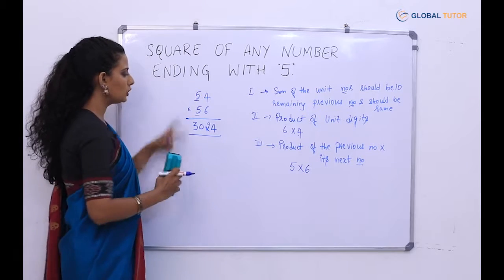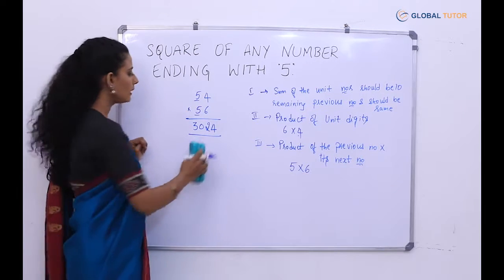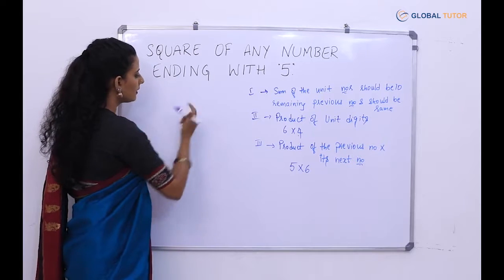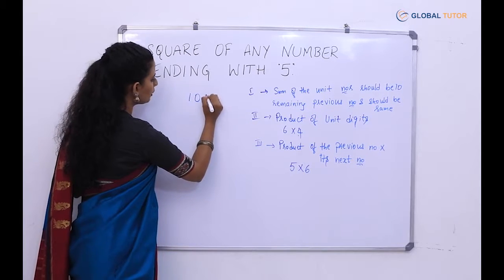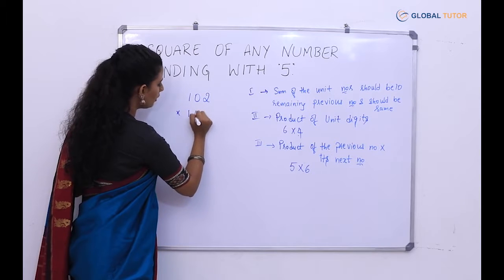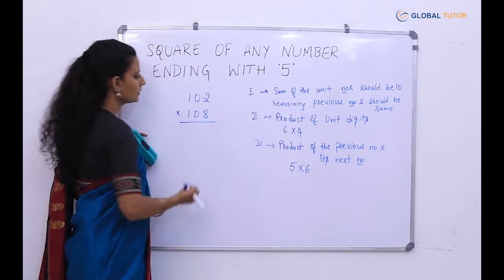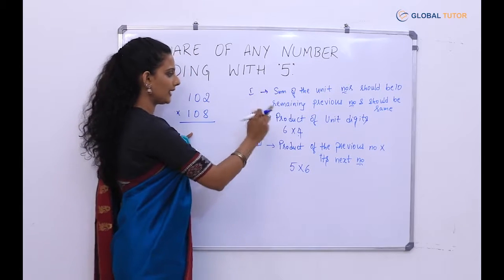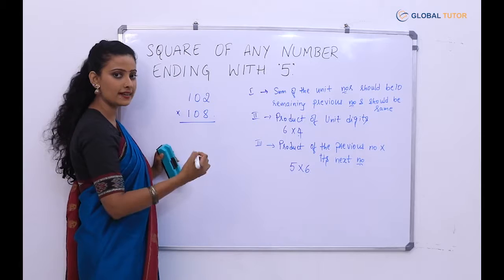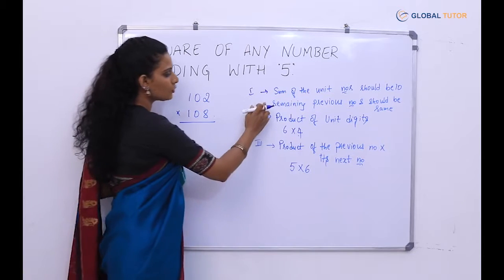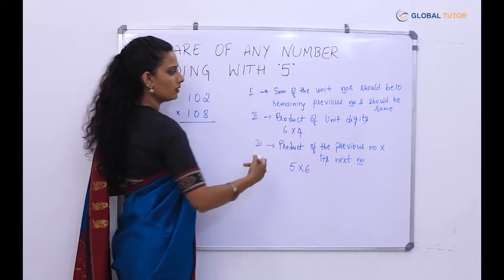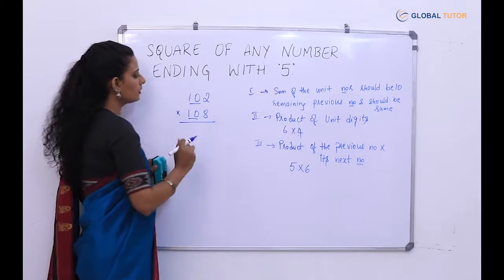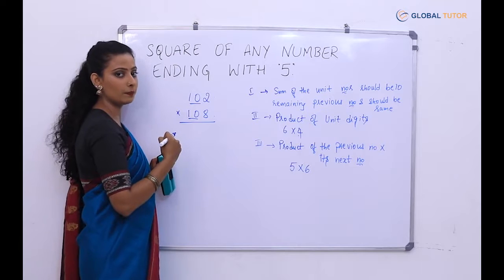Here we did 2 digits multiplication. Now let us try 3 digits. Let us take an example of 102 into 108. What is the first check? Sum of the unit numbers should be 10. 2 plus 8 is 10, so it can be applied. The second check is that the remaining previous numbers should be the same. The remaining numbers are 10 in both places, so this can be applied.